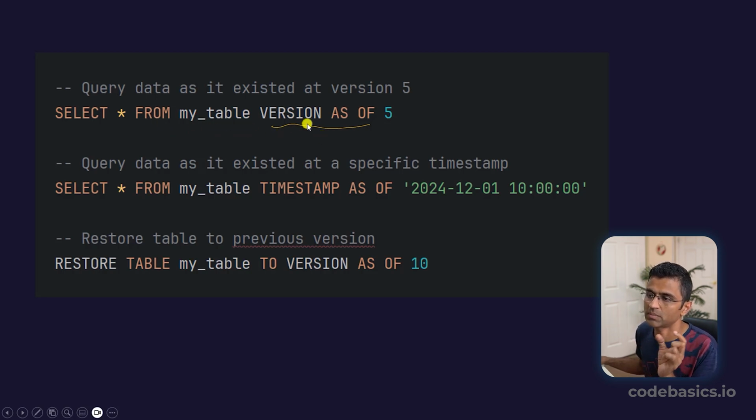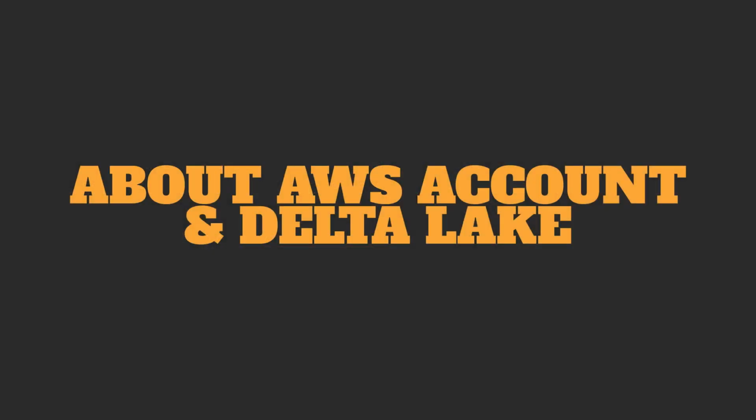So, select star from table version as of 5. Or you can query using a timestamp: select star from table timestamp as of this. This way, just like Git, you can get a record in the history, or restore table to version as of 10.